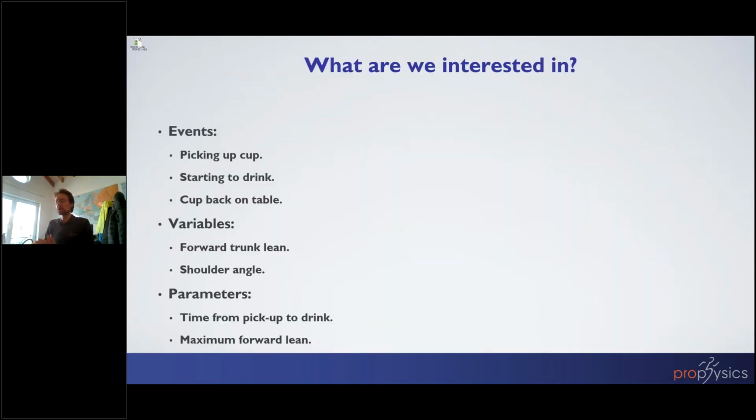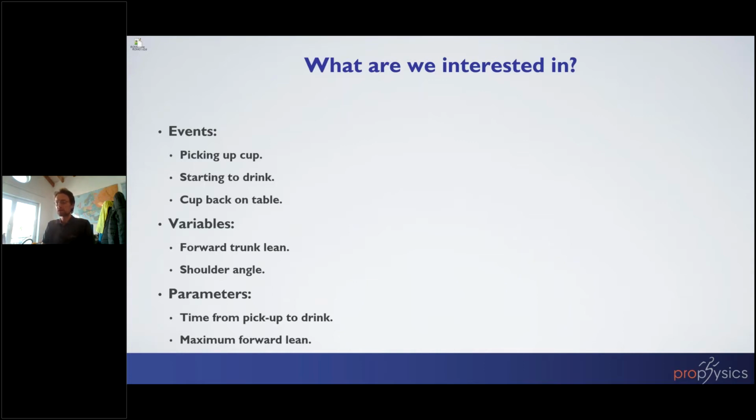The question then, what are we interested in? Well, this could be a lot of things. So for the purpose of this particular webinar, I have only picked out a few things. So we could, for example, look at the variables such as the shoulder angle or the forward trunk lean. We could look at the events such as the instant in time when you pick up the cup, when you're starting to drink, and when you put the cup back on the table, for example.